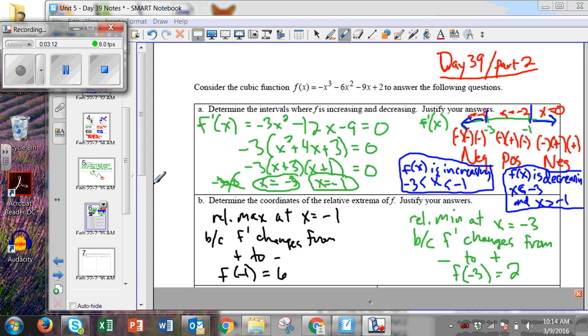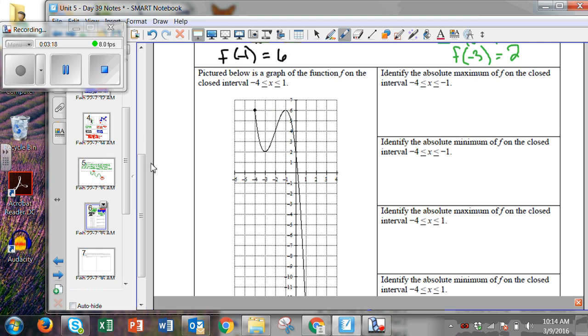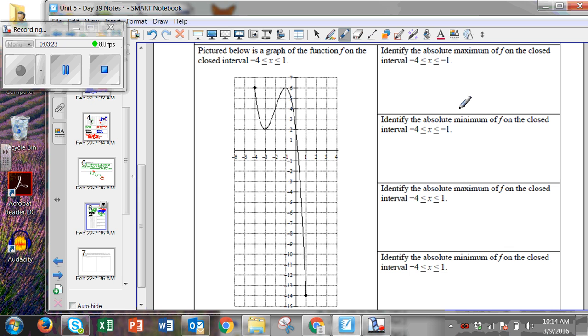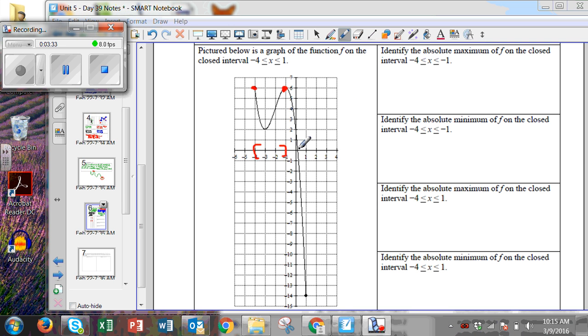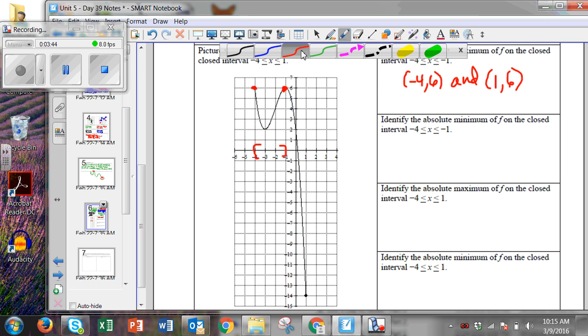Okay, let's look at the diagram down below. The picture below is a graph of the function on the interval from negative 4 to 1. Let me get rid of the shade. Okay, so now what we want to do is find the absolute max on the interval. The absolute max is going to be at negative 4 and positive 6, and we're going to have 0.16 there. Now let's find that absolute minimum on that interval. And that's going to occur right there, and that is negative 3 to 2.